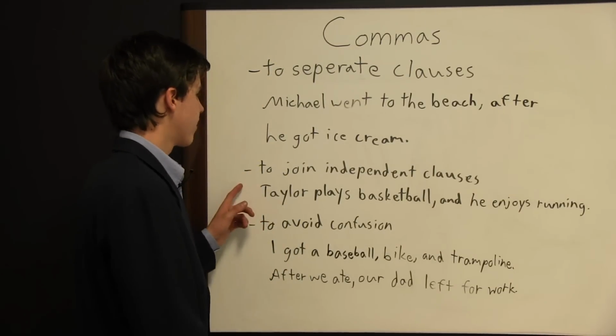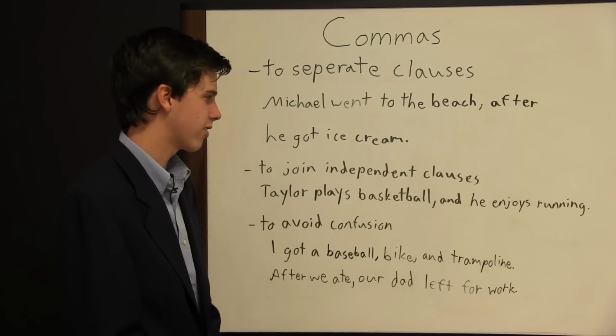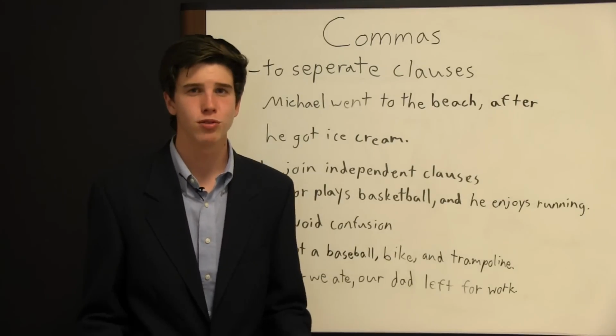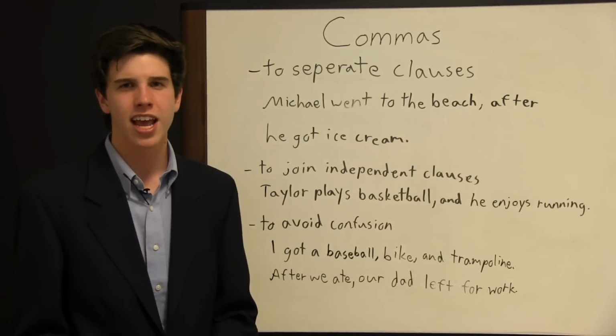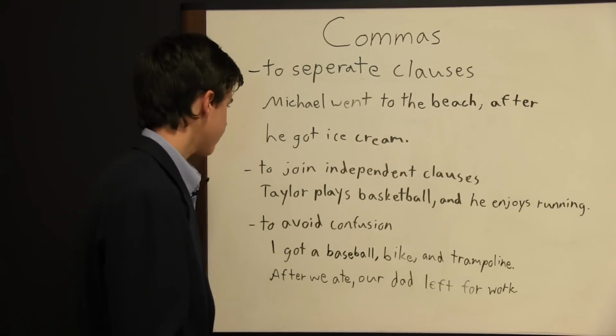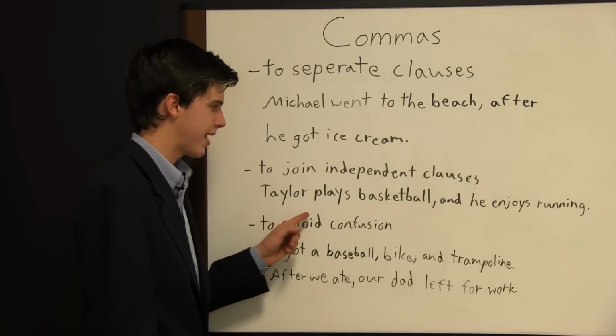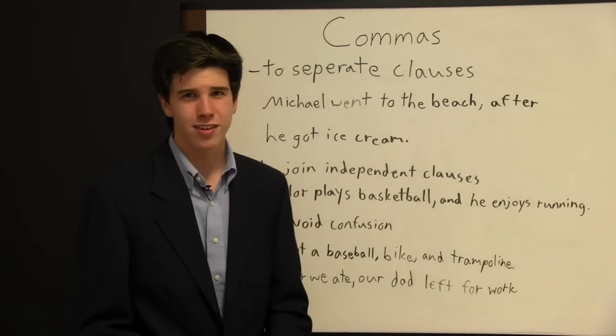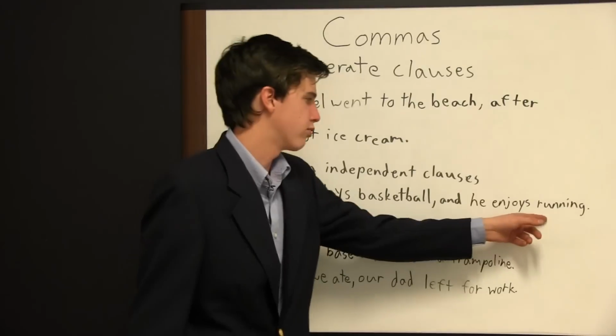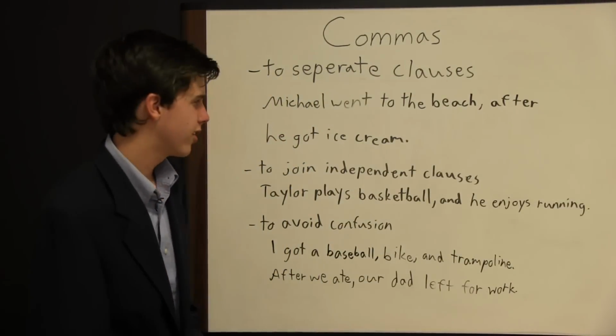Now, a second use for commas is to join independent clauses. This is when basically you have two sentences that are closely related and you want to join them together. So if we were to say Taylor plays basketball, and then we also had another sentence, he enjoys running, we can easily join those two together.